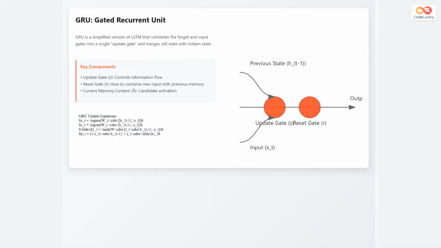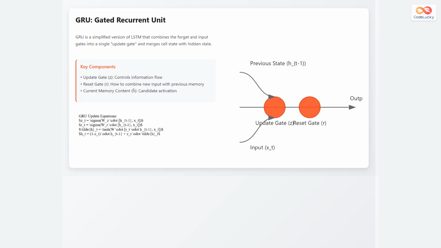The gated recurrent unit, or GRU, is a simplified version of the long short-term memory network, or LSTM. It combines the forget and input gates into a single update gate and merges the cell state with the hidden state, resulting in a more streamlined architecture. Key components of the gated recurrent unit include the update gate Z, which controls information flow, the reset gate R, which determines how to combine new input with previous memory, and the current memory content H tilde, which represents the candidate activation. Here are the update equations.